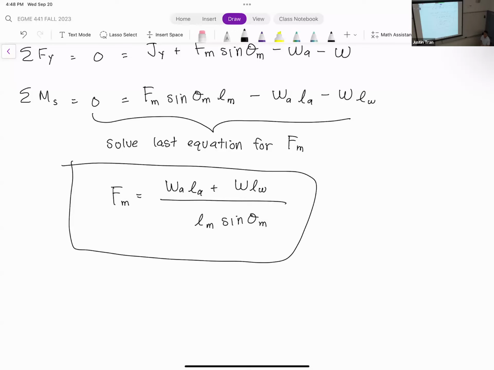So very, very similar result to the first example we did on Monday, with one important difference. That's the big reason why I brought up this example. If we look at the term in the denominator, we have sine of theta m. Let's do a similar analysis to what we did on Monday, where we see how the value of Fm changes relative to theta m.